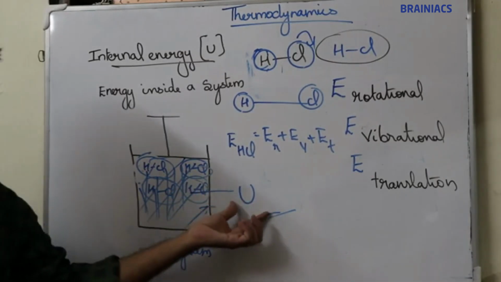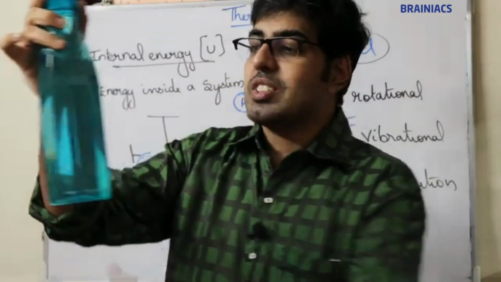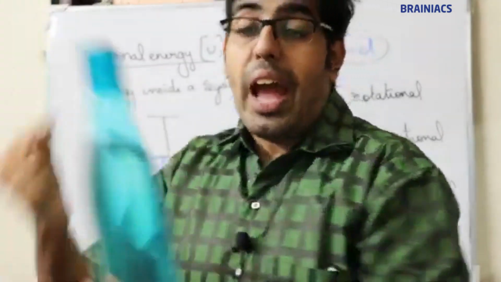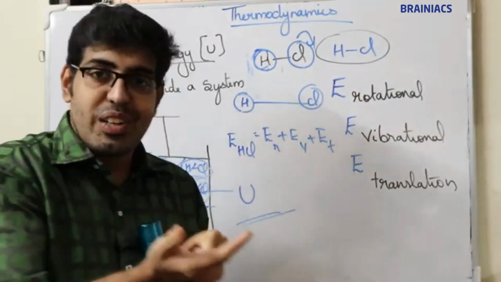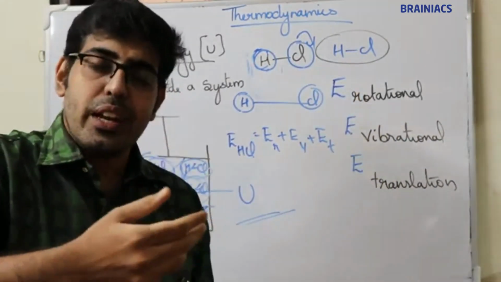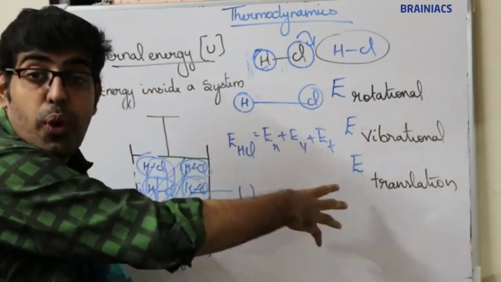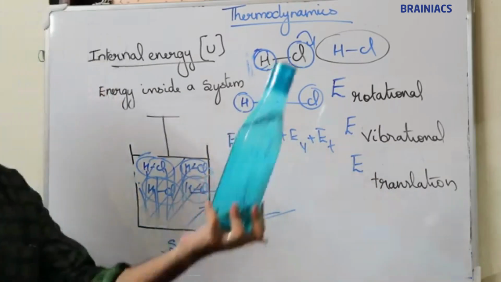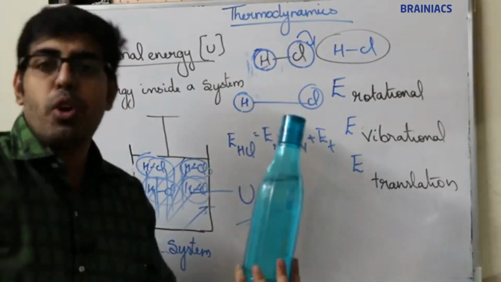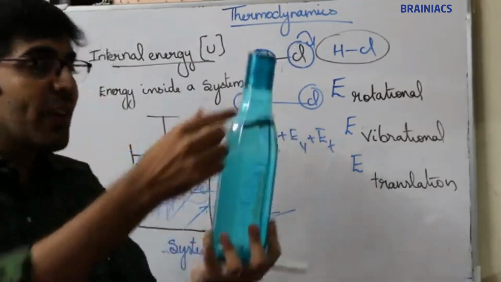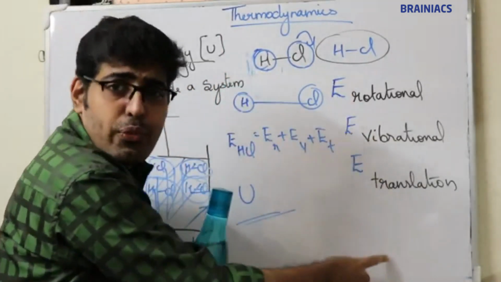Now, how is this internal energy produced in a system? If you consider a bulk thermodynamic system, there are a large number of molecules. A single molecule can possess rotational energy, vibrational energy, translation energy, kinetic energy, electronic energy. There are different forms of energy. That means in a bulk system having a large number of molecules, each and every one can show this much energy.